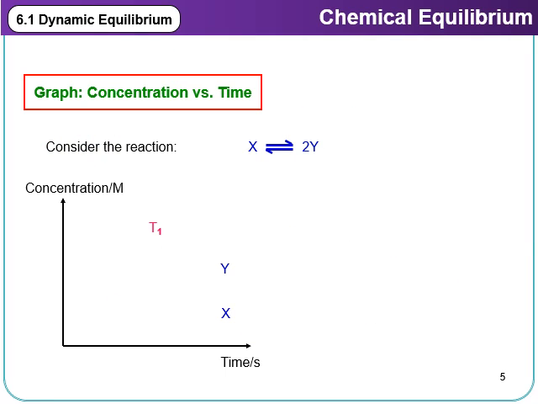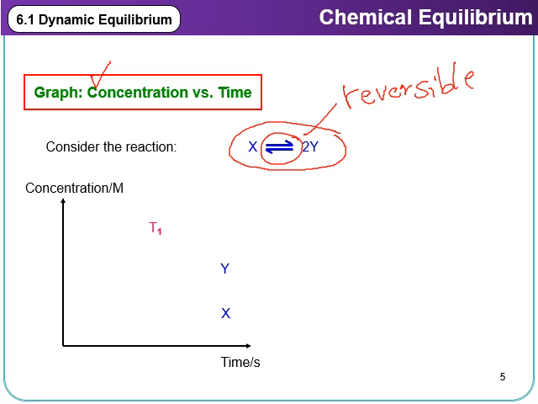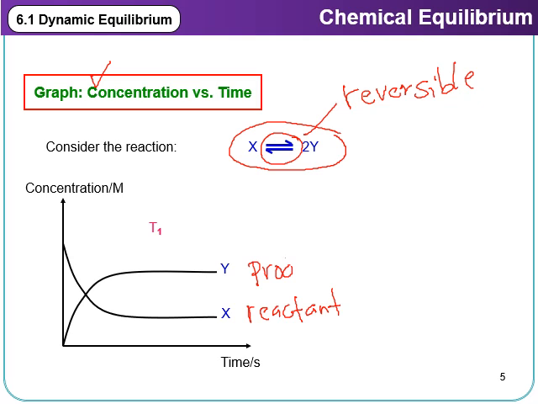Now let's look at the graph of concentration versus time. Generally, this is a reversible reaction. How do we know? The arrow is a both-way arrow. Once we plot the graph of concentration versus time, X will be represented as reactant because its concentration is getting lower, while Y will be considered as product as it is getting more.